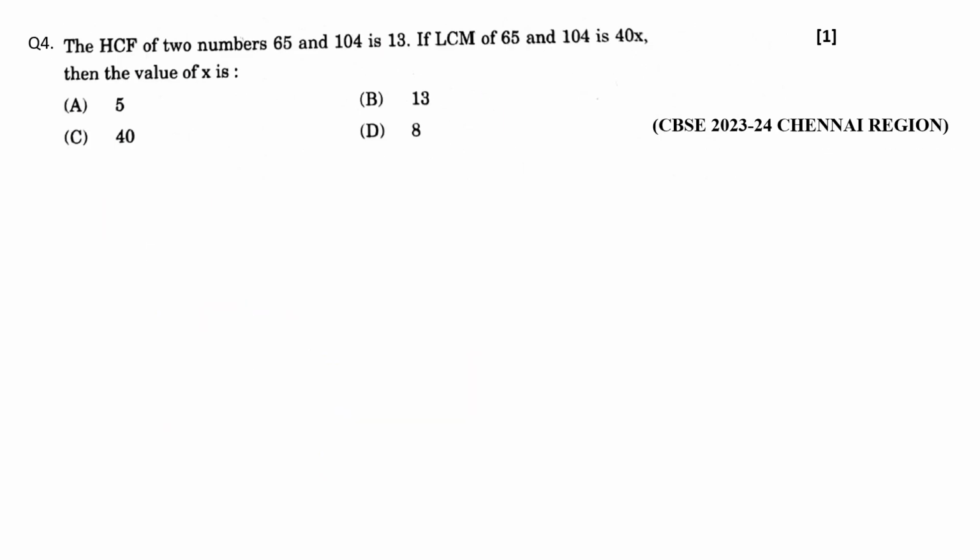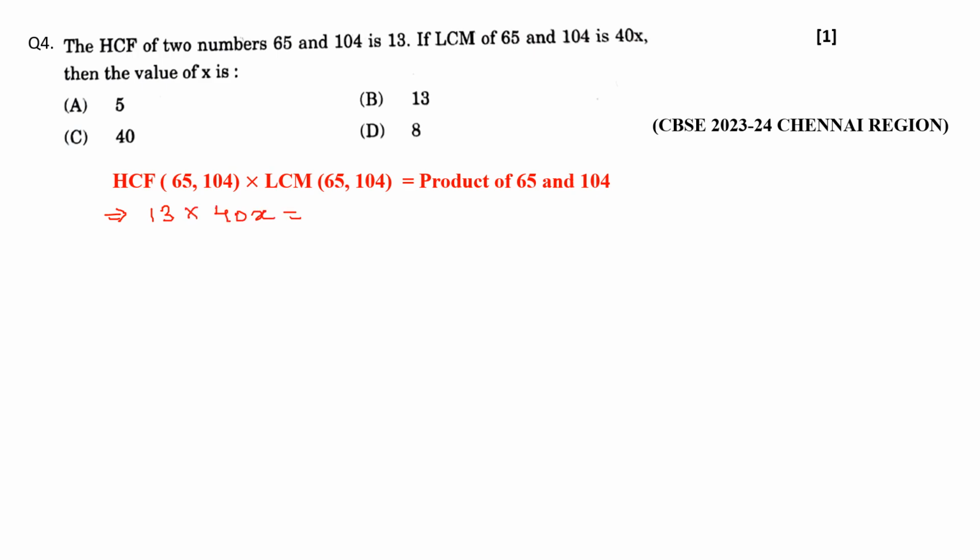Okay. Now question number 4. The HCF of two numbers 65 and 104 is 13. If LCM of those two numbers is 40x, then the value of x is. So again see, this question is again based on the relation of HCF and LCM. And we know that the product of HCF and LCM is equal to product of the two given numbers. So now I am going to substitute the values. So HCF is given as 13 into LCM is given as 40x. And product of two numbers means you have to multiply these two numbers. And to get the value of x, we have to transpose 13 and 40 to RHS.